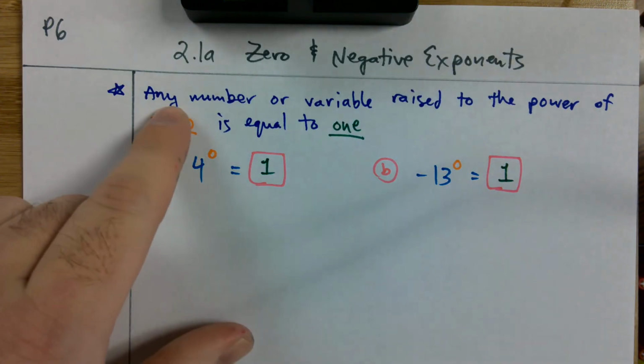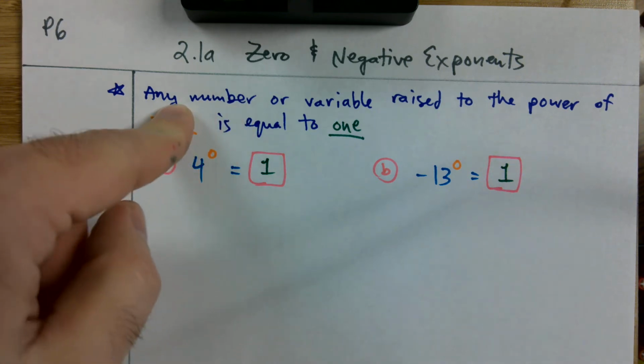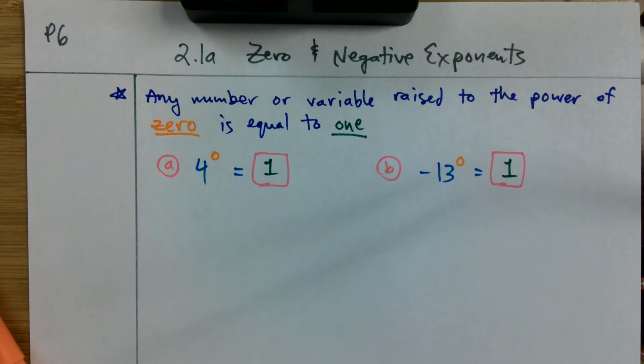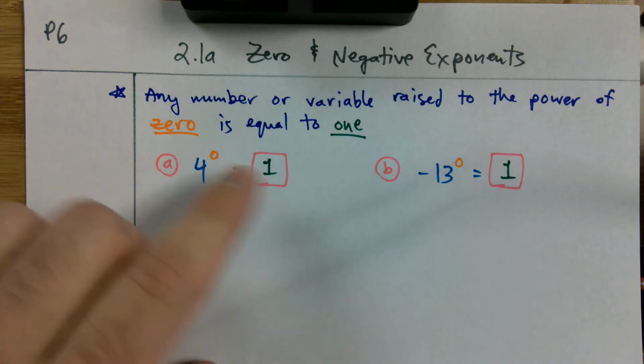The reason why is because it doesn't matter what the number is. It could be negative 2 or positive a million. Anything at all raised to the power of 0 is equal to 1.